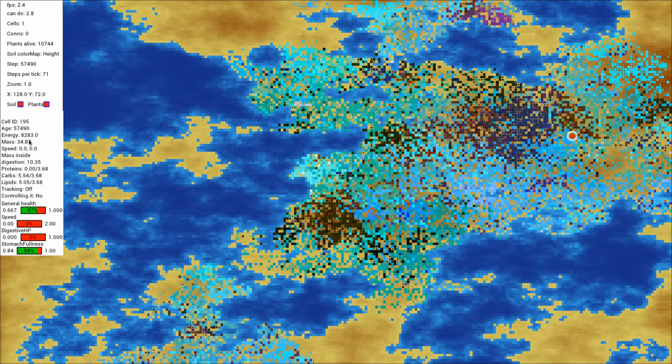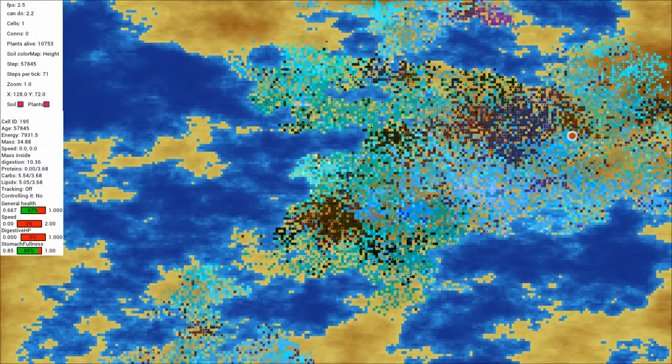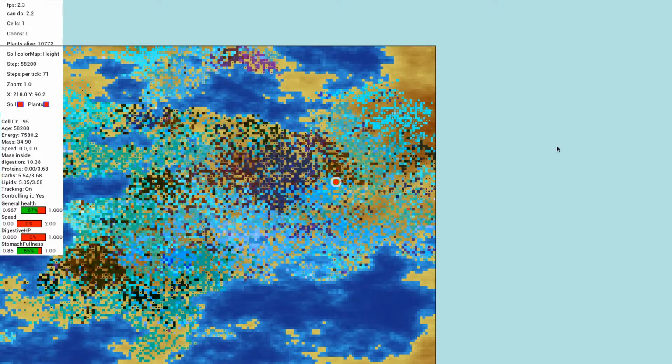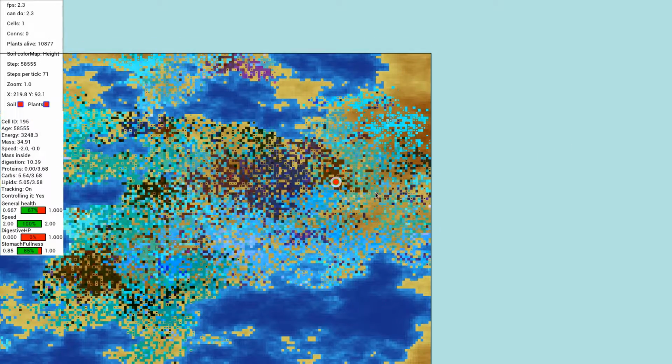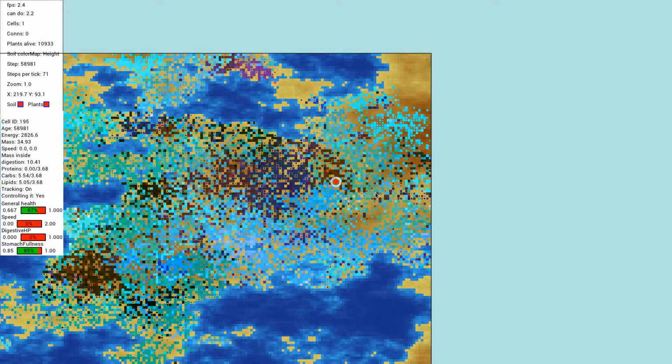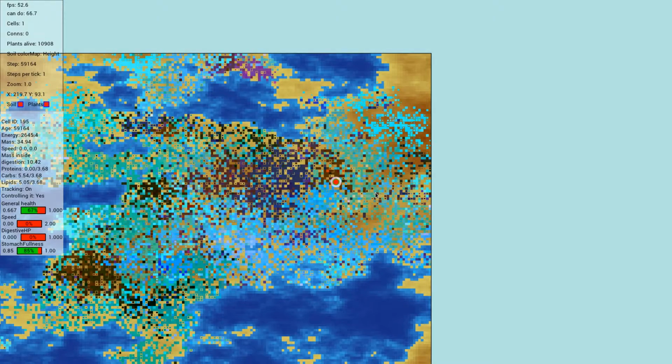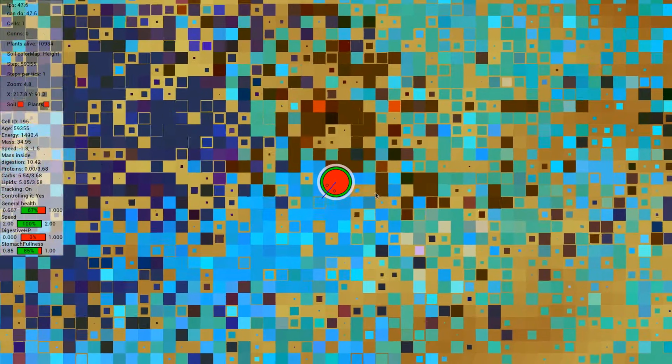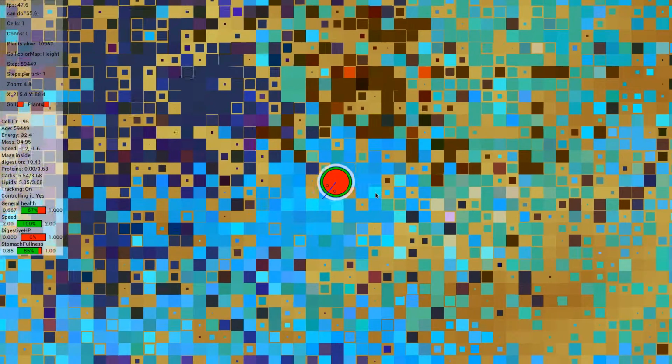There is 8,000 thousandths energy left in this cell, so I am waiting for it to expire. I have zero health in my digestive system, and it's gone.